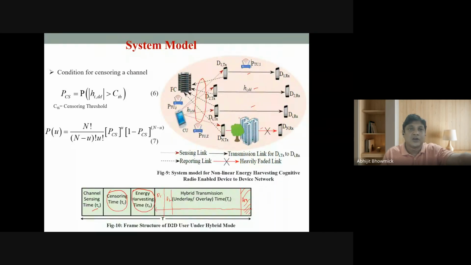So that's why one censoring technique is adopted. What is the censoring technique? Normally, before transmission, the channel estimation is done at the receiver, and this estimation is fed back to the transmitter. This is the normal transmission process.